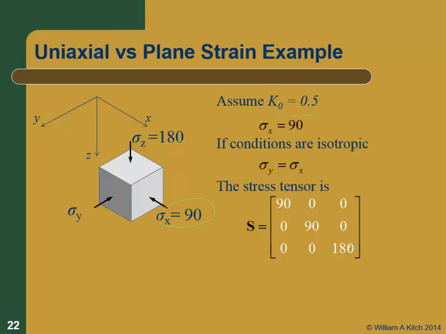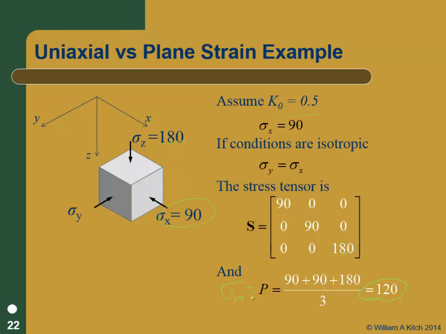What if I had plane strain conditions? Well, I'm putting this load one at the top, but I'm not allowing any strain in the y direction. And then the average, the mean normal stress, this is also equal to sigma m, is equal to 120, right? 90 plus 90 plus 180 divided by 3.